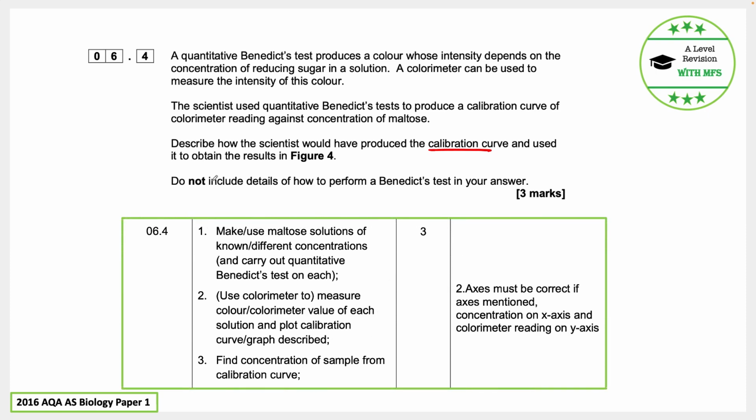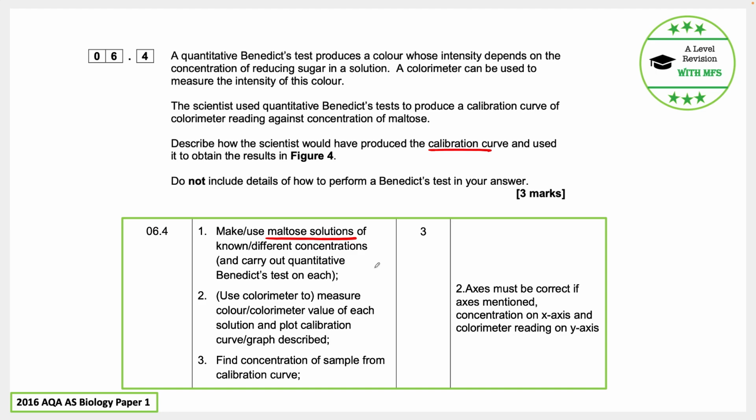So if I show you the mark scheme for this question, so you produce your maltose solutions with known or different concentrations, and you carry out a quantitative Benedict's test on each. That's in brackets, so you don't really need that. What they're looking for is that you produce your maltose solutions. The second mark comes from saying that you measure the colorimeter value for each solution and plot the calibration curve or graph. And then you can find the concentration of sample from the calibration curve at a set value.